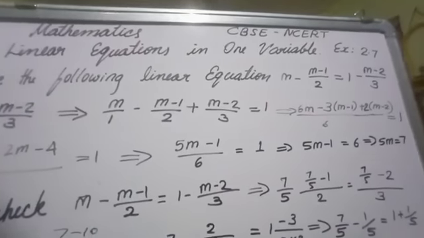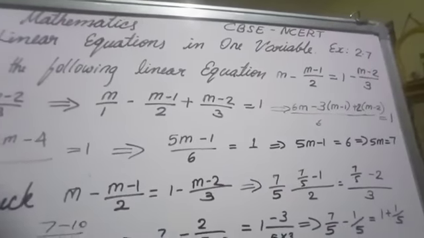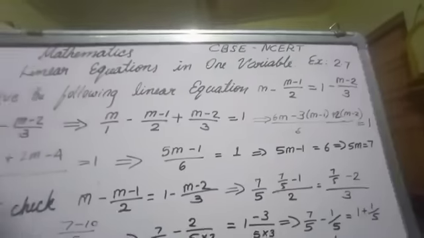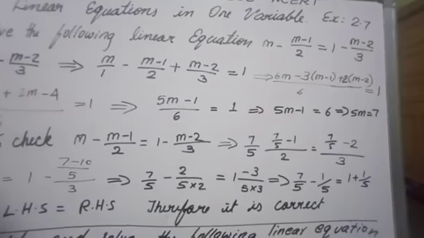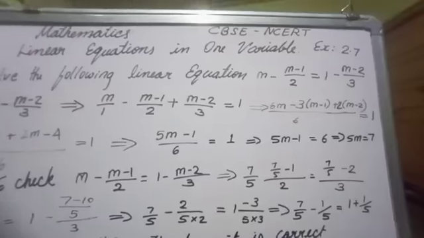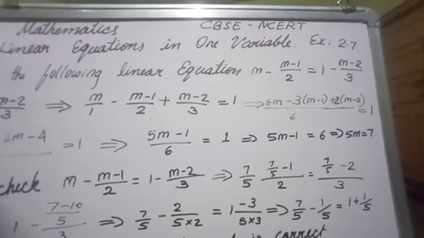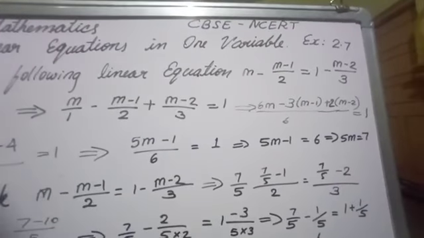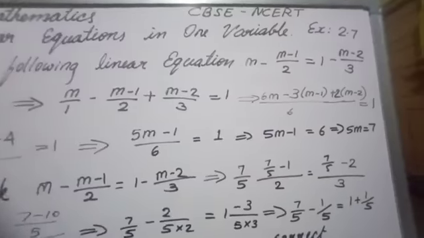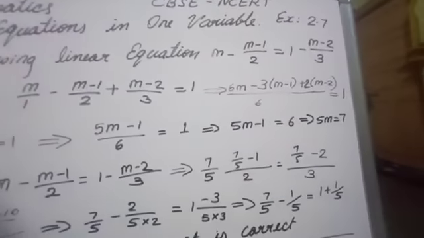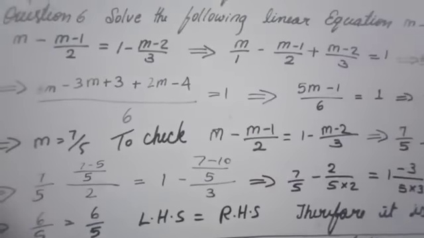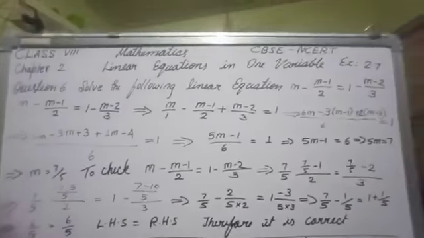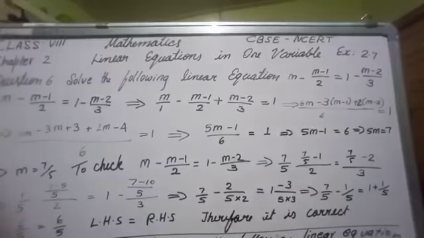So whatever you are doing, 7 by 5, all those we will be getting, and we will be getting the answers like this. Whatever we are going to do, we are just doing the simplification. So 7 minus 1 we get 6. Here if we take the LCM, you will be getting 6 by 5, 6 by 5. So left hand side is equal to right hand side. Therefore it is correct.